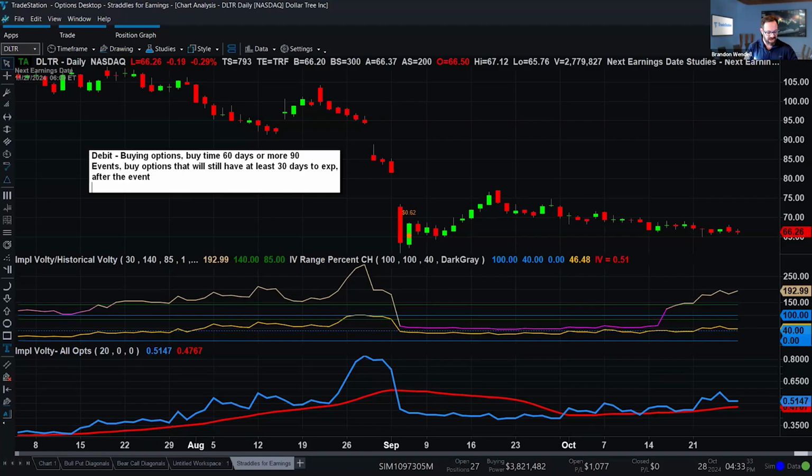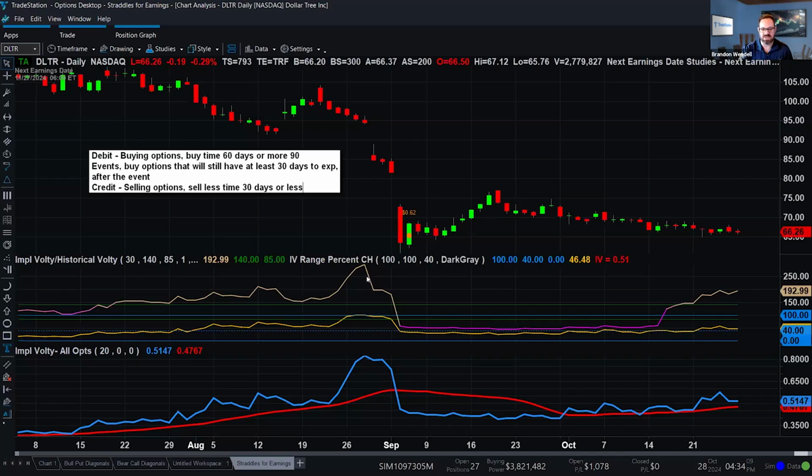Now, if we're doing credit, we are selling, okay, sell less time. And if I can get away with it, 30 days or less. That's where you're going to be experiencing the most decay in the value of the option. So again, if we have Dollar Tree coming up, I don't know which direction Dollar Tree is going to go, but I could possibly sell options because they are typically overpriced right now. Not a whole lot though, compared to historical value.